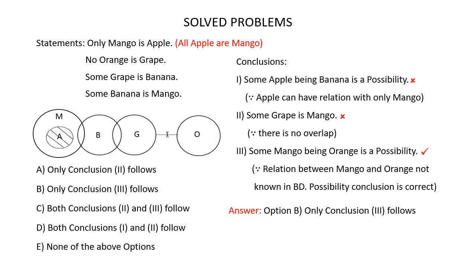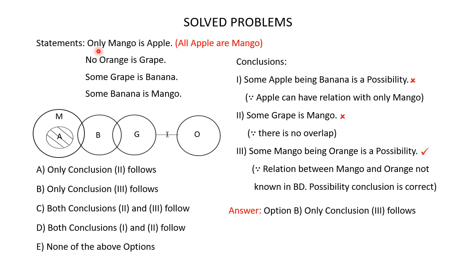In this question, you are given 4 statements and 3 conclusions. Let's find out which of these conclusions follow from the logic given in these statements. To do that, first we have to draw a Venn diagram for these statements. Now the statements are: only mango is apple, no orange is grape, some grape is banana, some banana is mango. So let's draw a Venn diagram for these statements.